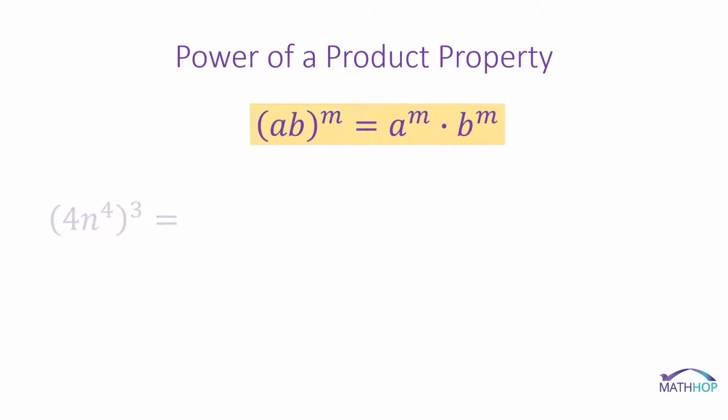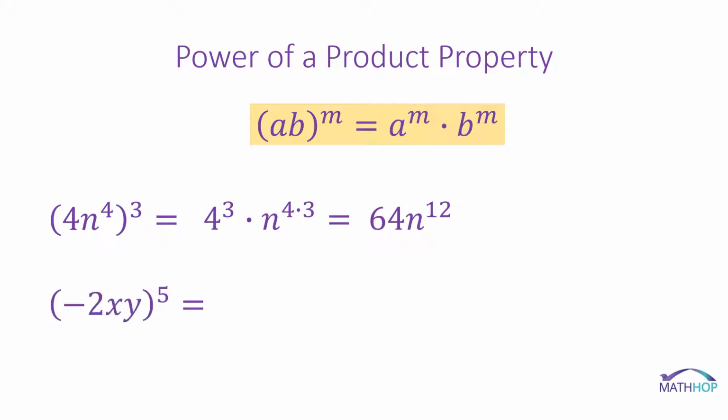Let's look at a few. We have 4n to the 4th, all raised to the third power. 2 factors are being raised to the third power. 4 is being raised to the third power, n to the 4th is being raised to the third power. Therefore, we get 4 cubed times n to the 4 times 3, or 64 n to the 12th.